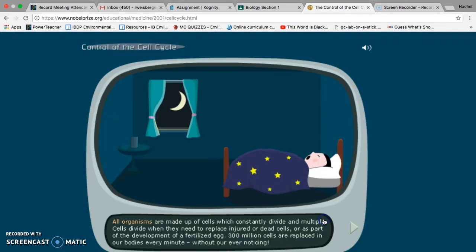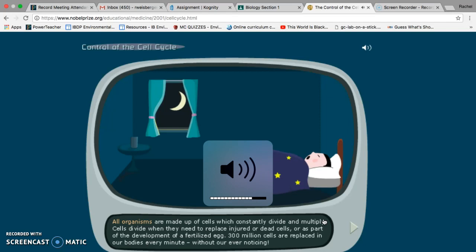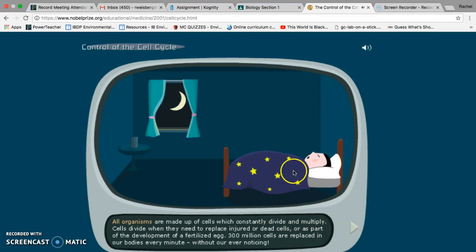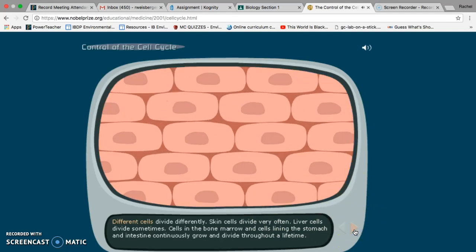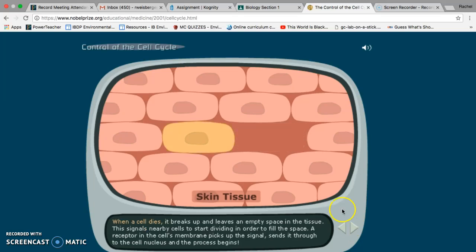Once you're here, we'll hit enter. Okay, so it's a simulation. In this simulation, we're pretending that we are workers within the body of this individual. So this is the skin tissue. And here we're going to see that in this simulation, one of the cells dies. When one of the cells dies, there's an indication that something is abnormal to the other cells that will trigger one of them to divide.